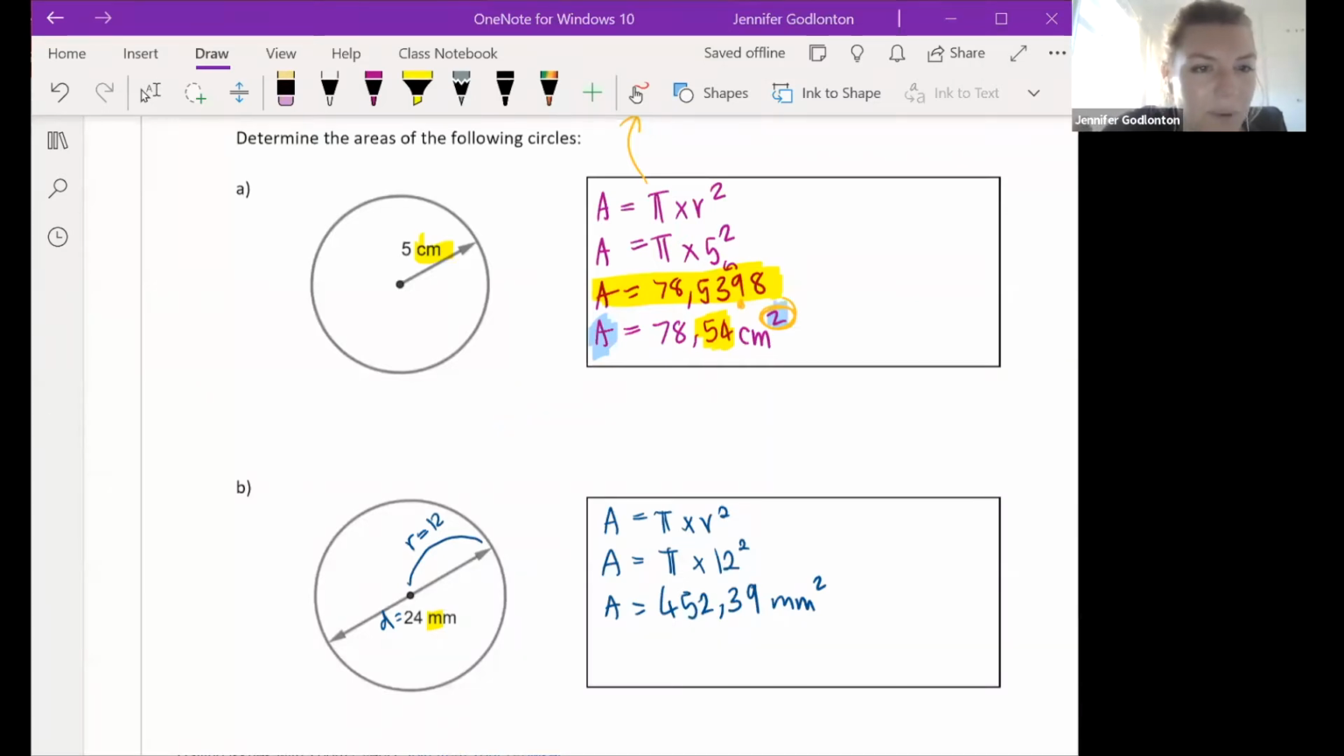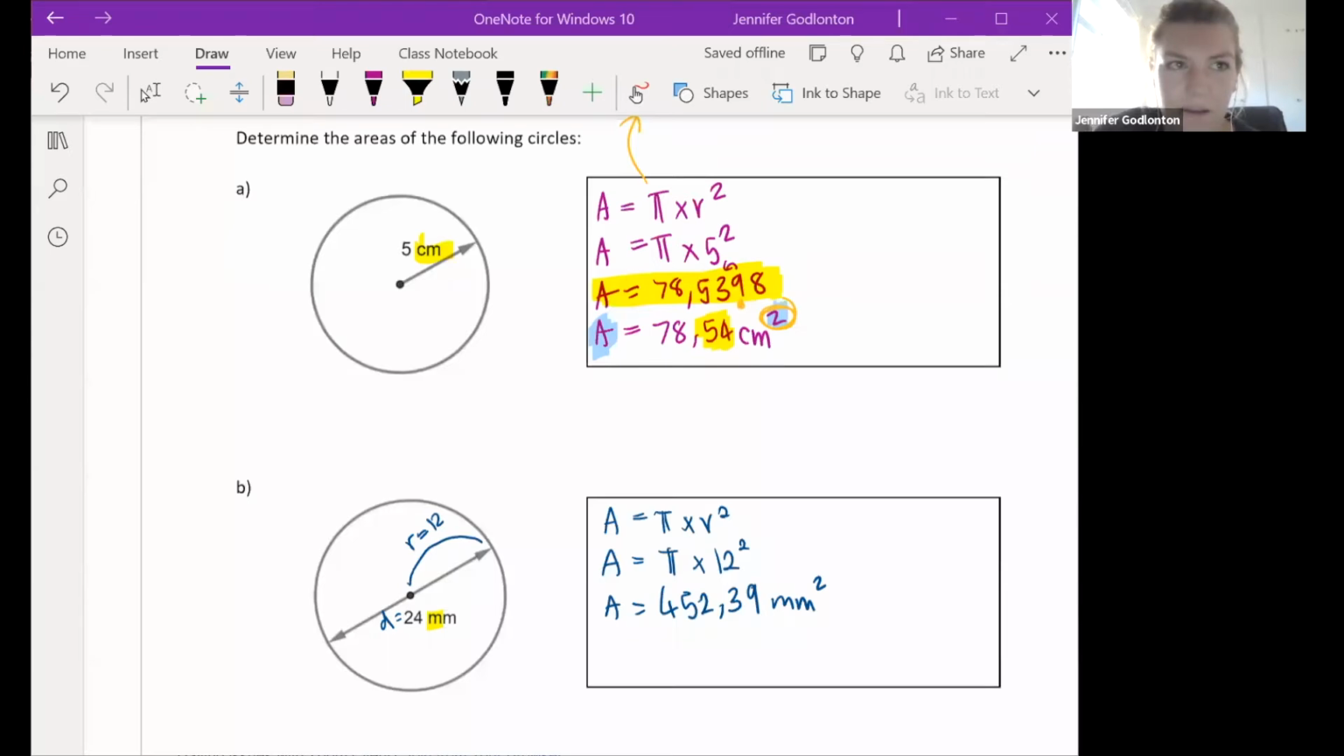Tiana, how can I help? Ma'am, is the question going to ask us to round it off to 2 decimal places or 1 decimal place? Generally speaking, we always work things out to 2 decimal places, unless the question has said otherwise.